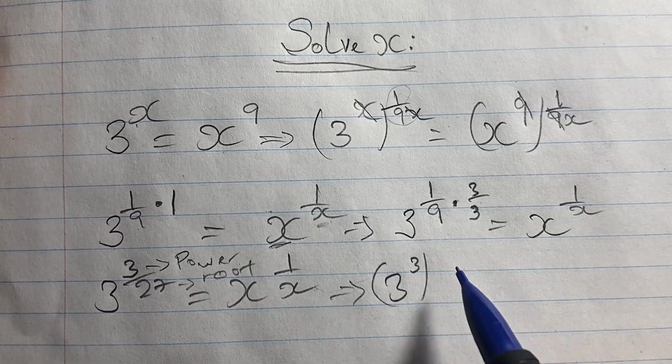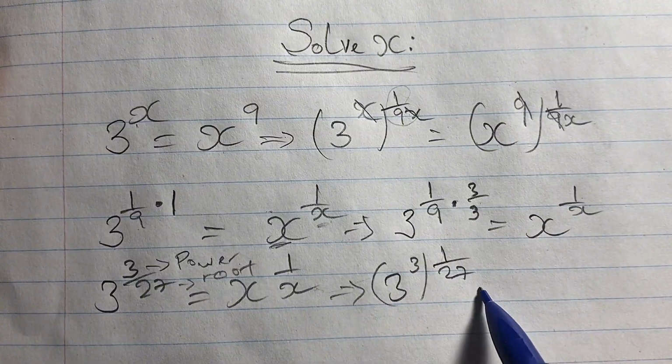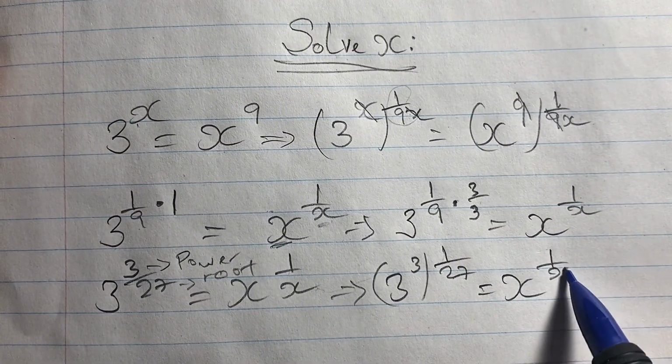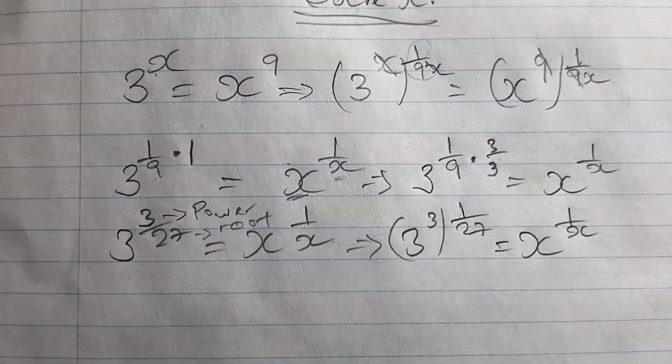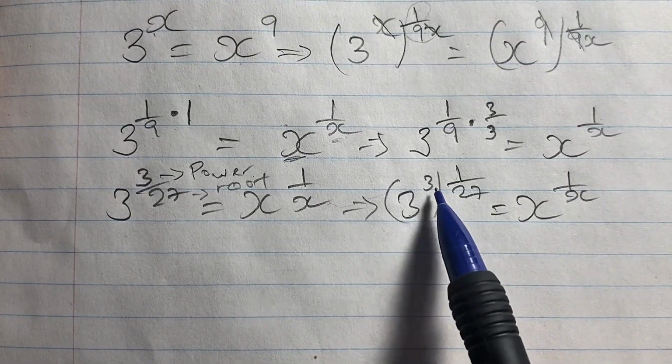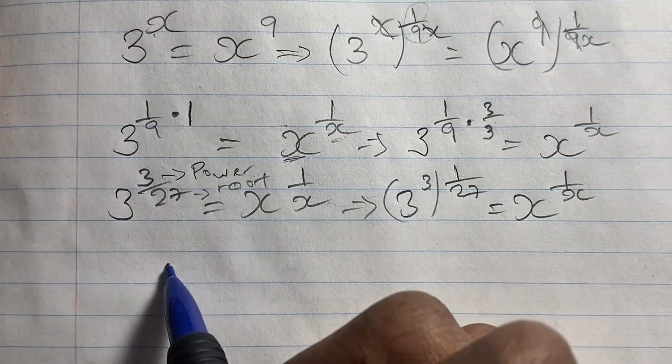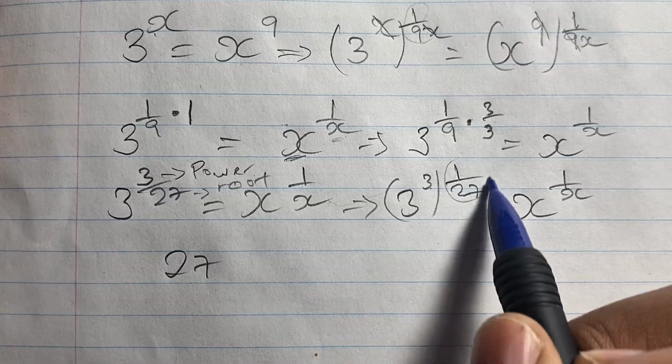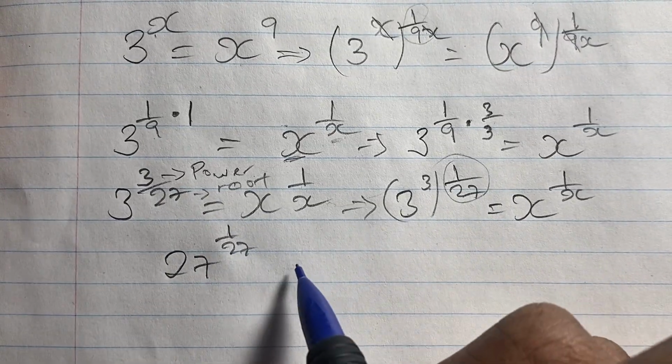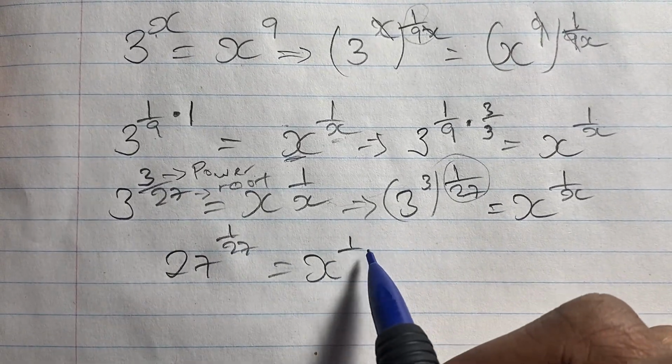3, so that's 3 cubed, and we put that in brackets to the power of 1 over 27, which equals x to the power of 1 over x. So since we have 3 cubed, and we know that 3 cubed gives us 27, so therefore we have 27 to the power of 1 over 27 equals x to the power of 1 over x.